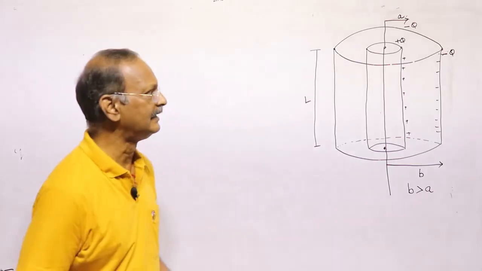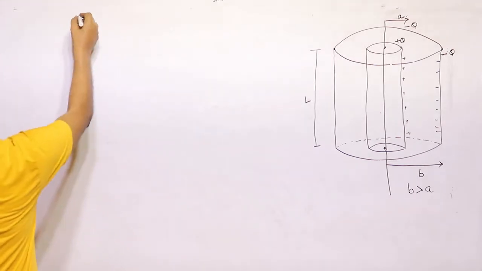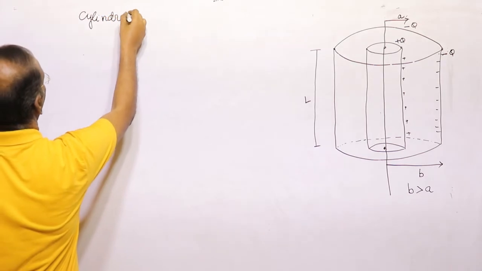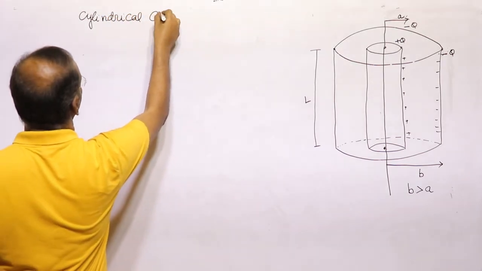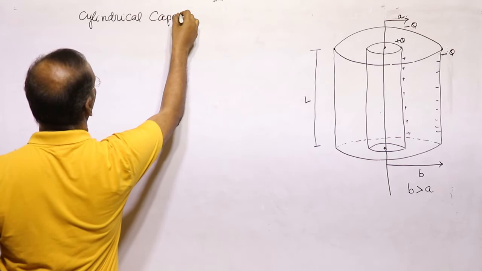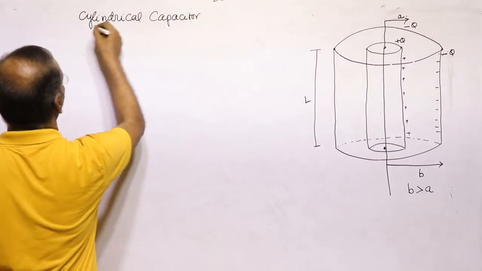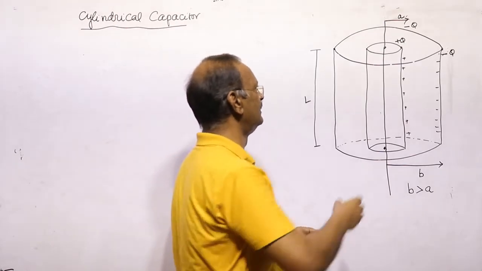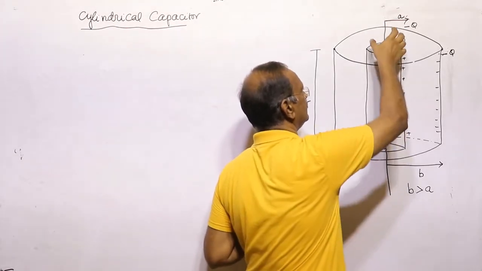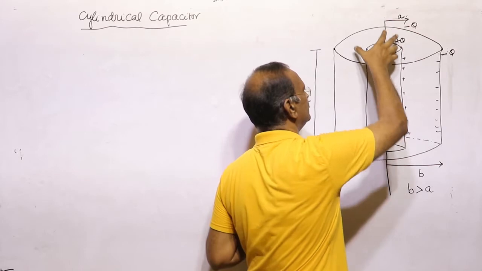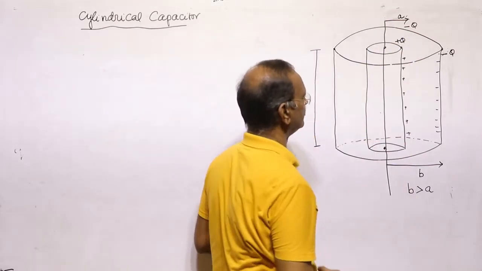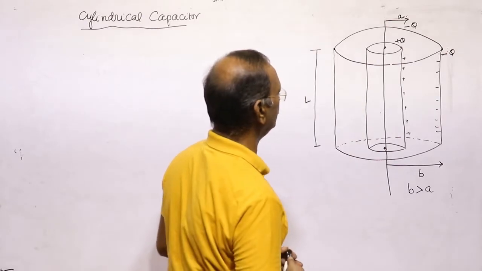Capacitance of a cylindrical capacitor. Let us see for a cylindrical capacitor. Cylindrical capacitor means coaxial cylinders. It means one cylinder, the inner cylinder, is put inside the outer cylinder along its axis. Two cylinders are coaxially placed.